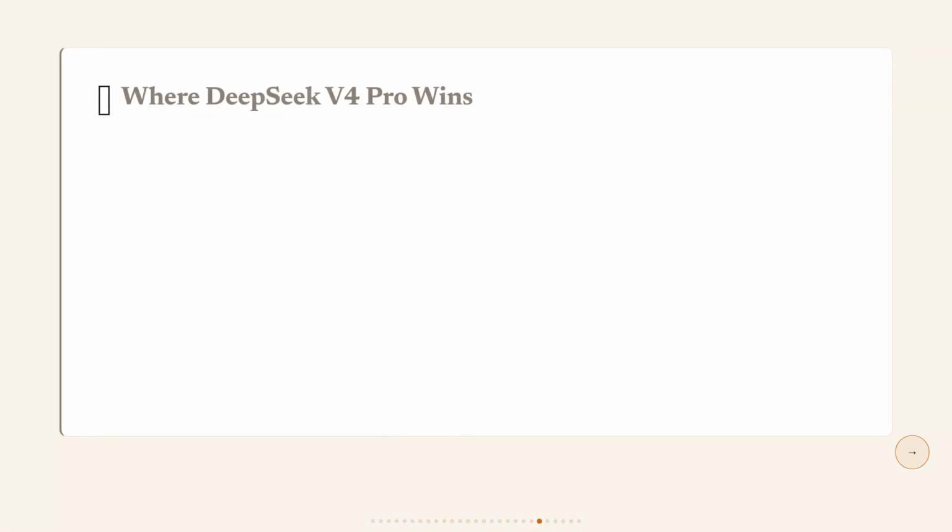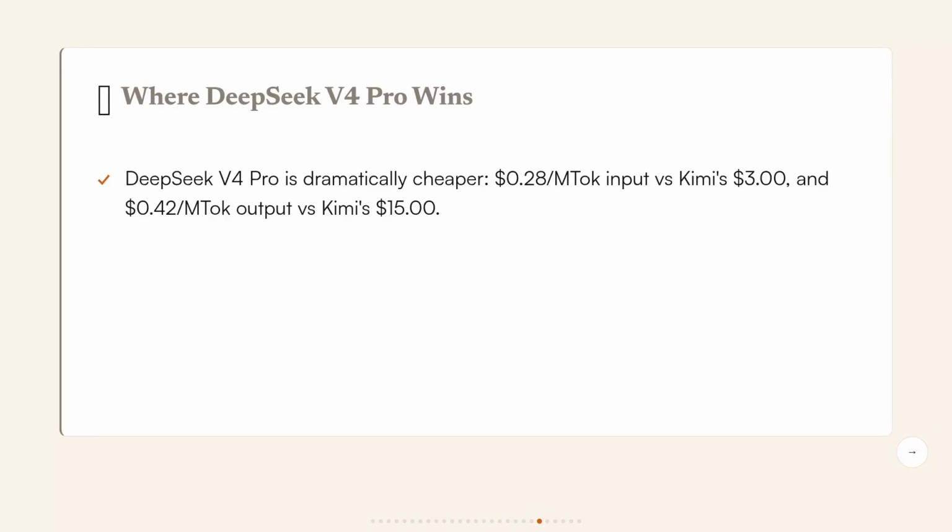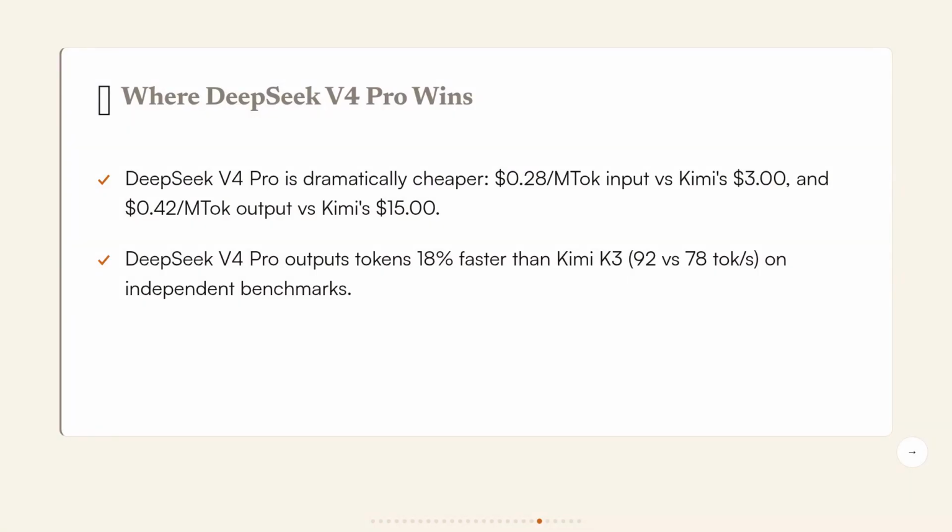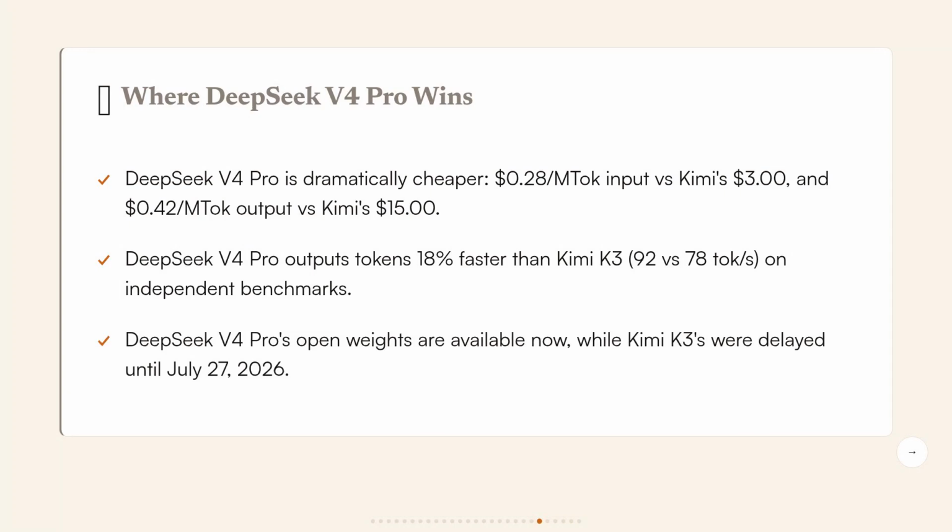DeepSeek V4 Pro wins on cost and speed, and the cost gap is brutal. 28 cents per million input tokens versus Kimi K3's $3, and 42 cents per million output tokens versus $15. On top of that, it's 18% faster at 92 tokens per second, and its open weights were available immediately, not delayed to July 2026. For everyday coding work, this is the smarter unit economics play.